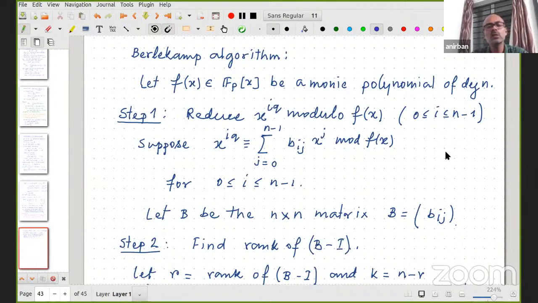The algorithm starts with a monic polynomial of degree n. So we are given a monic polynomial of degree n over Fp. I'm using Fp because the worked out examples that we are going to do tomorrow will also be over Fp, where p is a prime, because as I said in the beginning, this will work efficiently for small p. For large p or prime powers, it's going to be complicated.